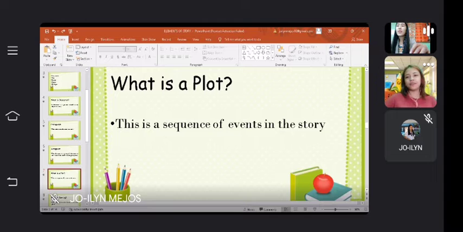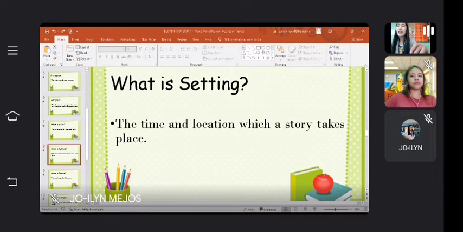Alright, thank you. So the plot is the element of the story which refers to what happened in the story. There will be the cause and effects in the story. So in short, the plot is the foundation of the story. So next we have the setting. The setting is the time and location in which a story takes place, all right? The time and location in which the story happens.